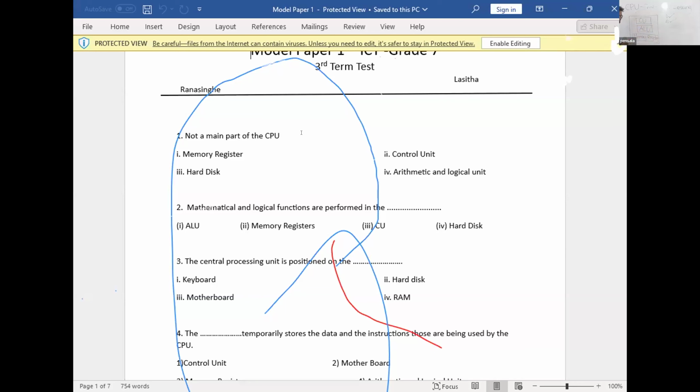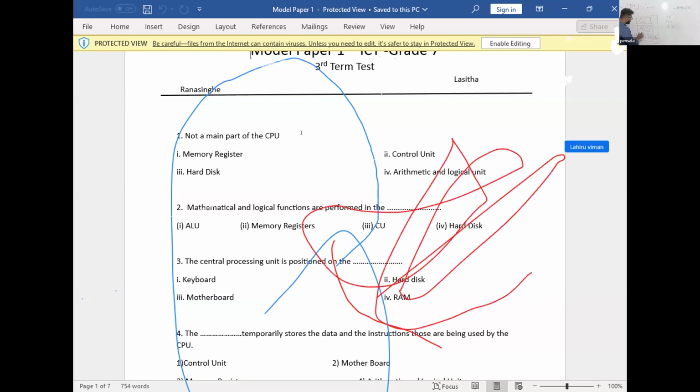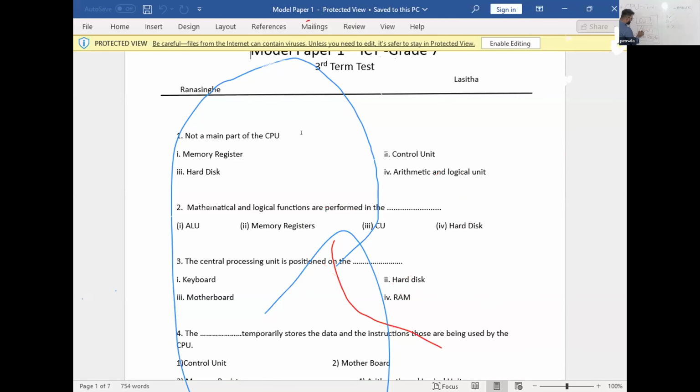For the third one, hard disk. If I take these as parts of the CPU, there is no definition for hard disk in it, right? So it's not a part of the CPU. For ALU, A stands for arithmetic and L for logic unit. And the fourth one is also the right answer. That's how we identify the correct ones from those four answers.